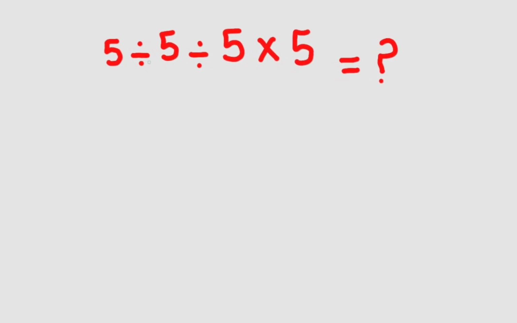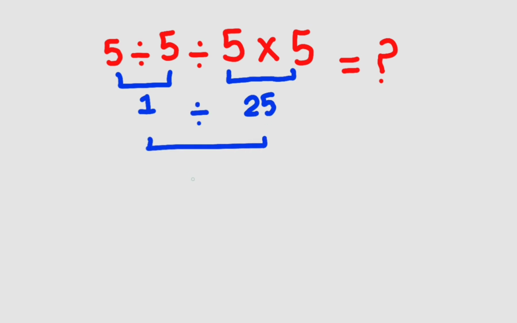We have 5 divided by 5 divided by 5 times 5. Okay, 5 divided by 5 gives us 1. And now 5 times 5 gives us 25. Now 1 divided by 25 gives us 1 over 25. But this answer is not correct.